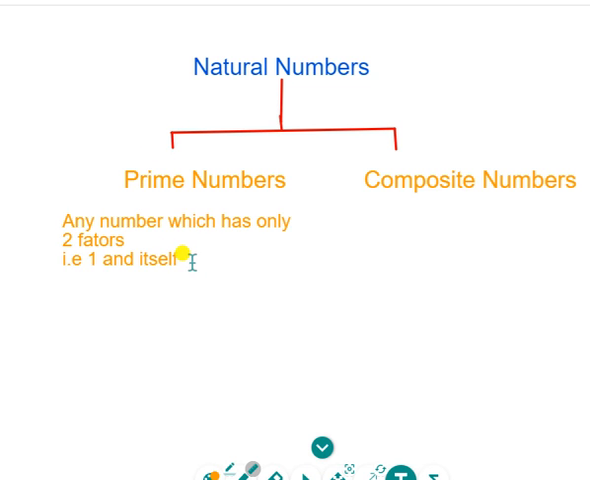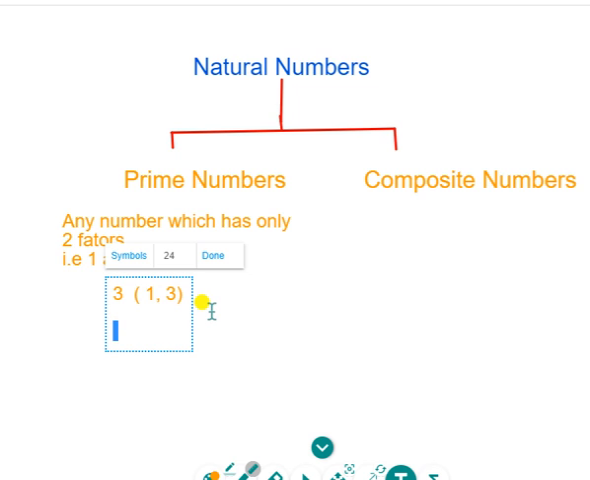We can take the example of a number. For example, if we consider 3. 3 can be divided by only two numbers. There are only two factors of 3, 1 and 3, or in other words you can say that 3 is a multiple of only 1 and itself.